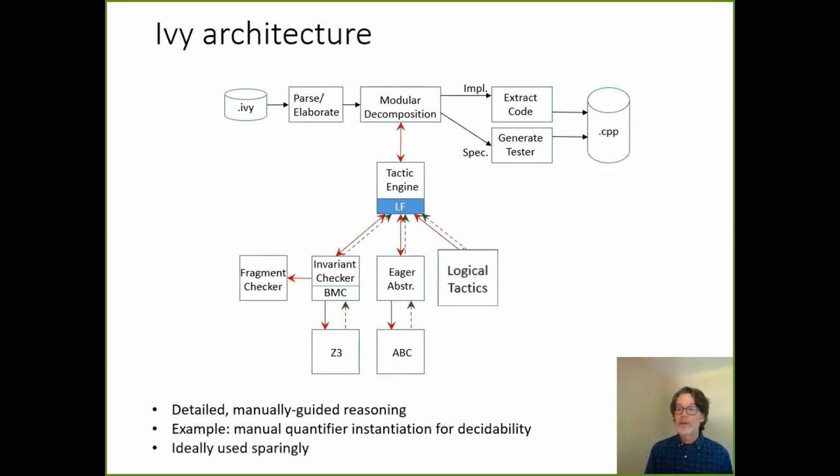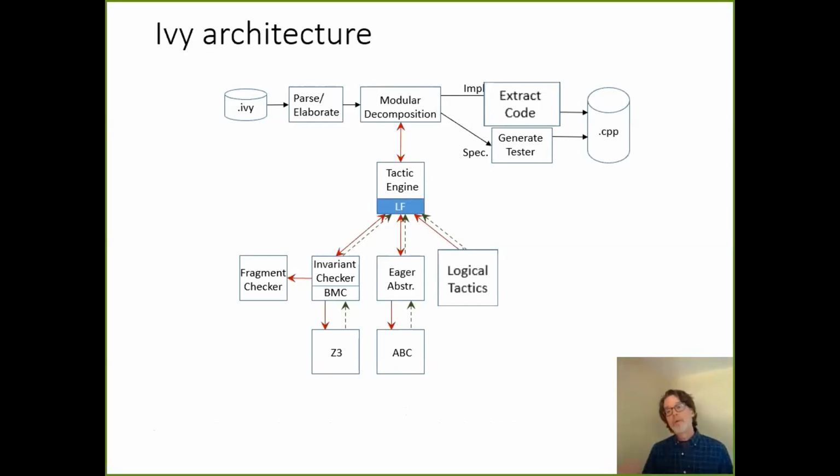And of course, we want to do that as little as possible, but we have this kind of manual reasoning as a safety valve in case our overall proof decomposition doesn't work. Now, once we finish the proof, we can then extract parallel executable code that communicates over a network. And this is done by translating into C++.